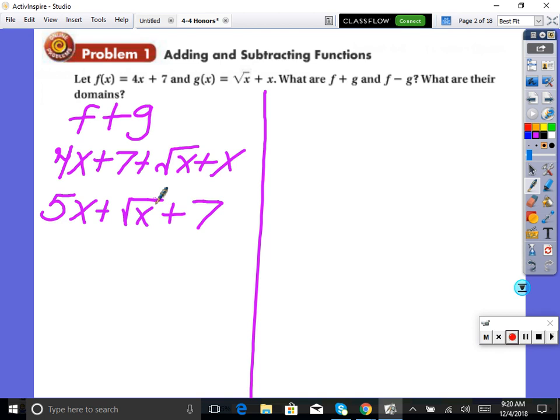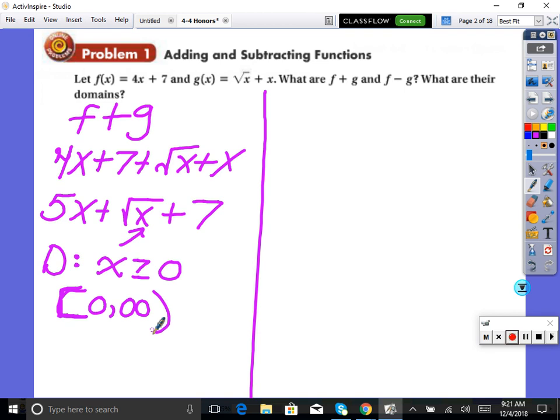Now with our domain on this one, because it's asking what's the domain, it means what can you input? If I was to plug in numbers here, what can I input? Well, remember, because there's a square root, can I plug in a negative? No. Can I plug in 0 though? Yeah, the square root of 0 is 0. So isn't it true that whatever's under a radical has to be greater than or equal to 0? So our domain is any x value greater than or equal to 0. Then we'll write it in interval notation. I prefer interval notation. So greater than or equal to, that'd be a bracket 0 to infinity. That would be our domain. Does that make sense? Domain is input. That's all we can plug in.